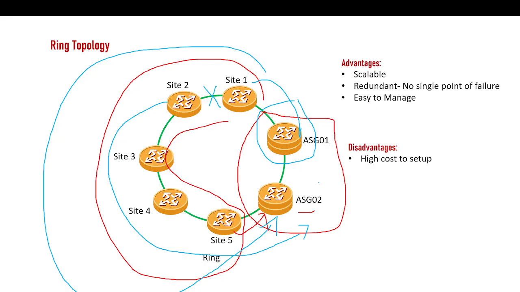And the only disadvantage of this is the high cost to set up. Remember, you need to have connections all the way. So of course, you need to invest more in fiberization, having the fibers and the connections ready, so that now you have the ring set up. So this is the most preferred topology.